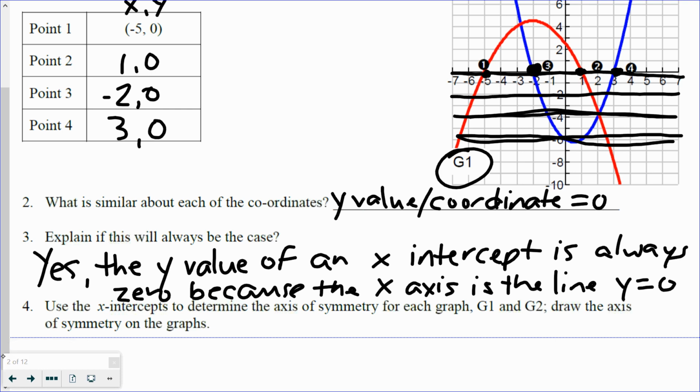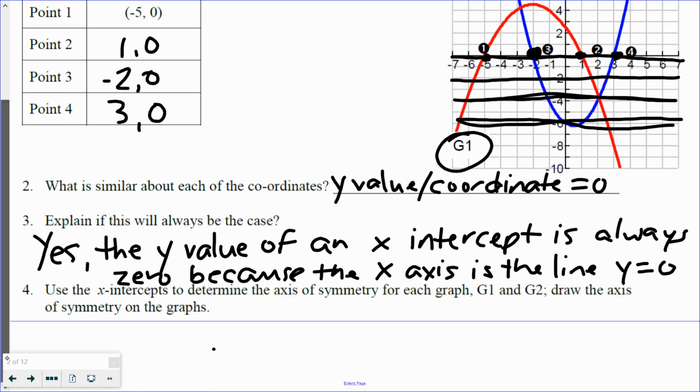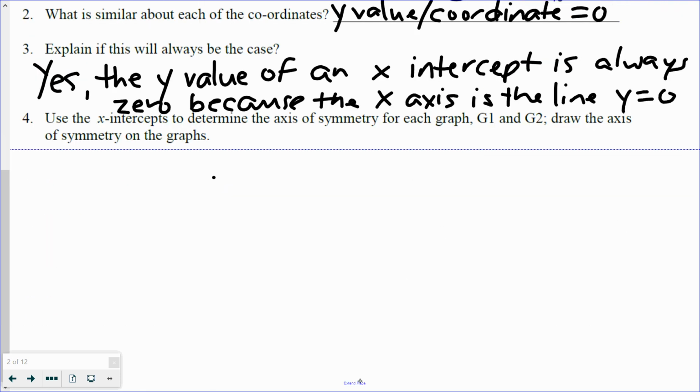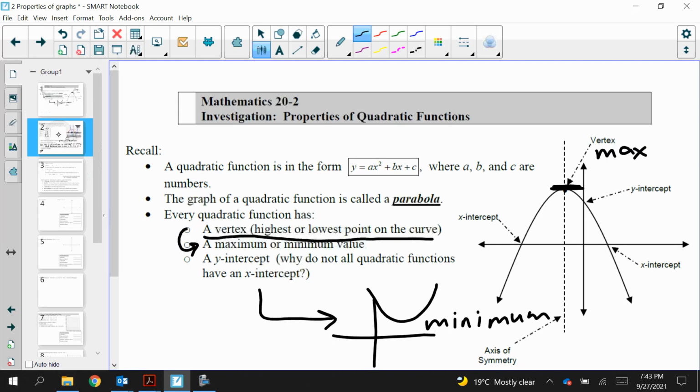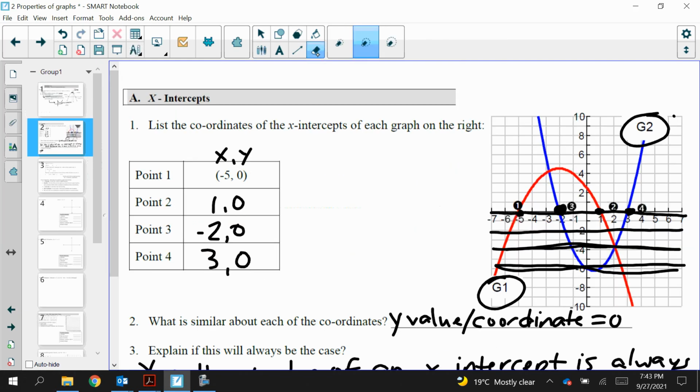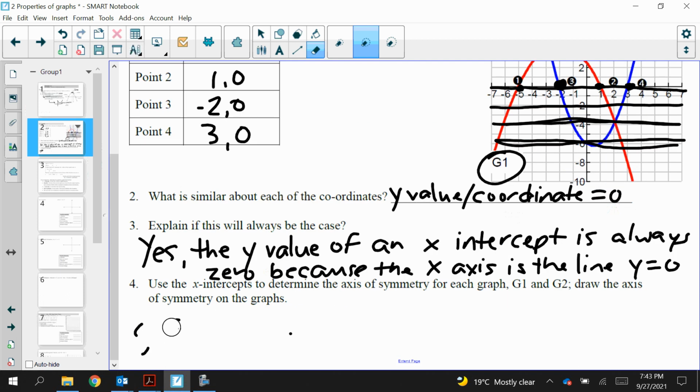So, there we go. It says use the x-intercepts to determine the axis of symmetry for graph 1 and graph 2 and draw the axis of symmetry on the graphs. For graph 1, actually, will it let me erase that if I write bigger? No, I didn't. Oh, I need to do this. Yeah, this is next level annoying, but we will get by.